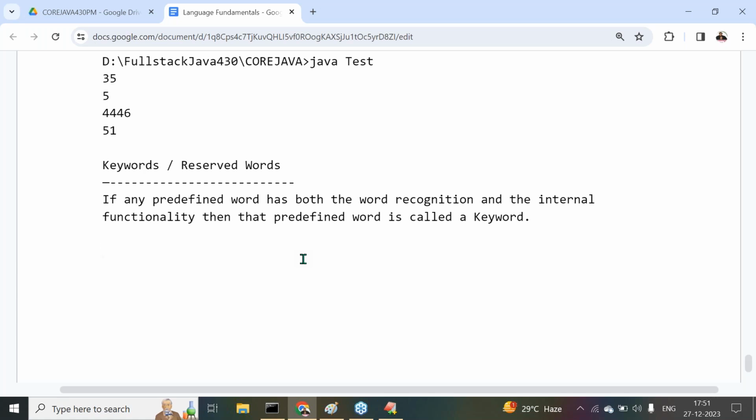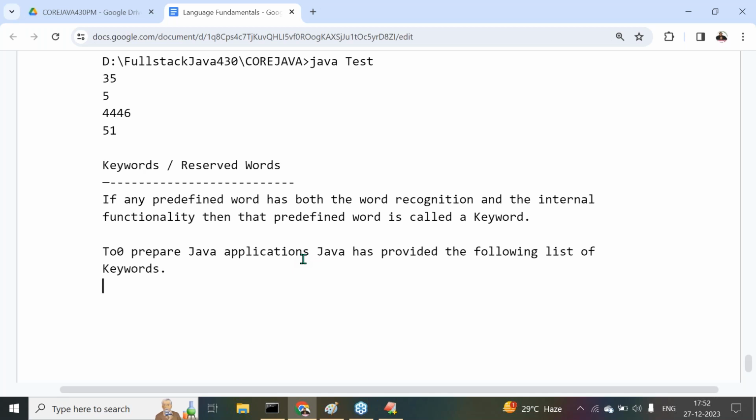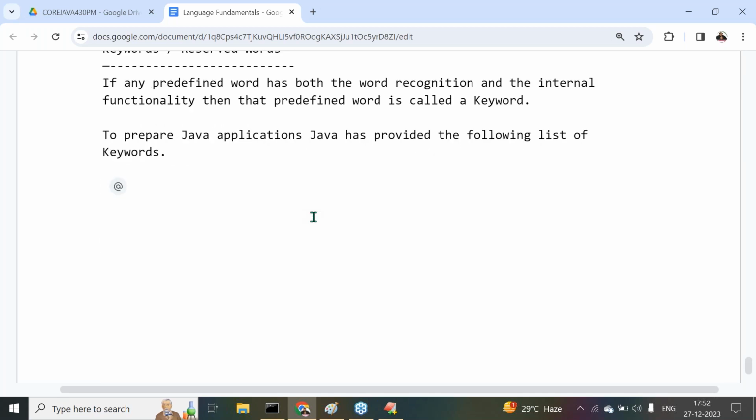This is the basic meaning of a keyword. To prepare Java applications, Java has provided the following list of keywords. What are the various keywords available here? Understand it now. The very first one is access modifiers, or maybe before that, return types, that means data types and return types.